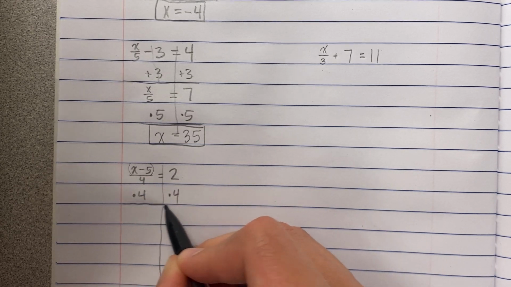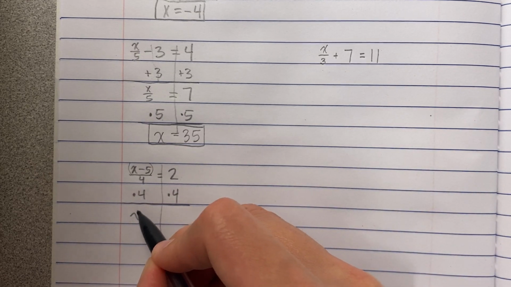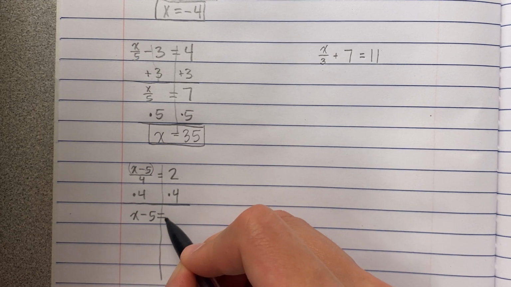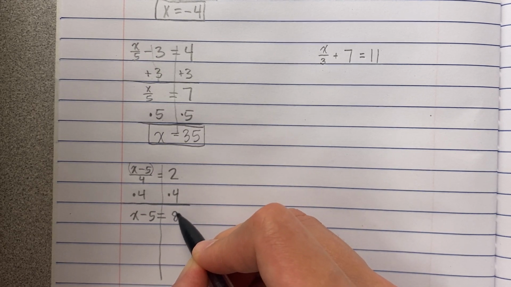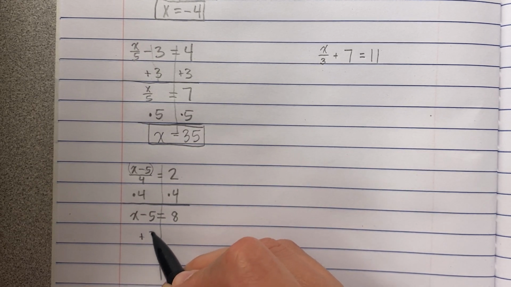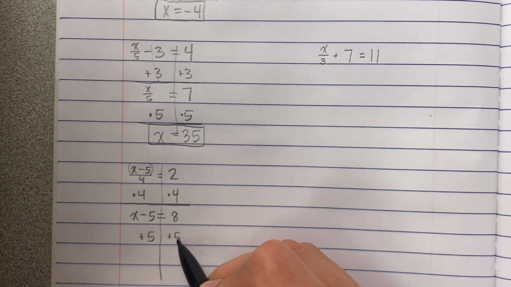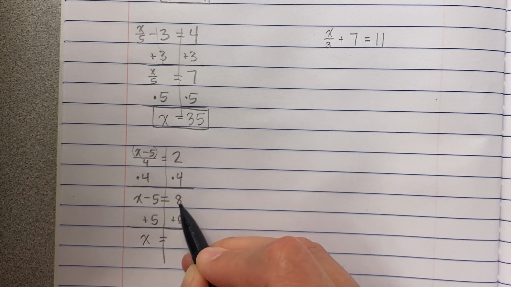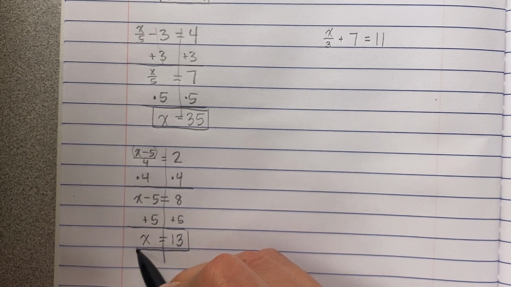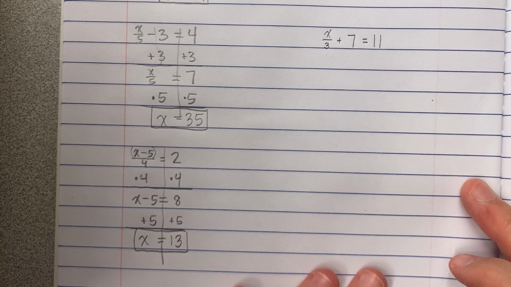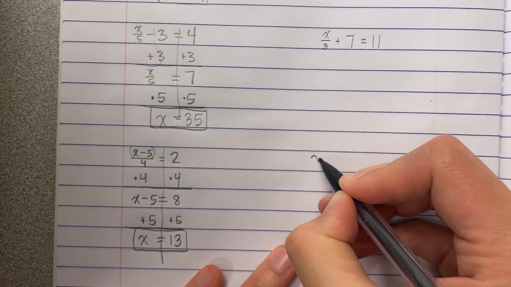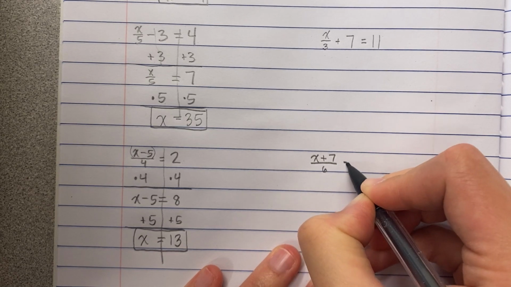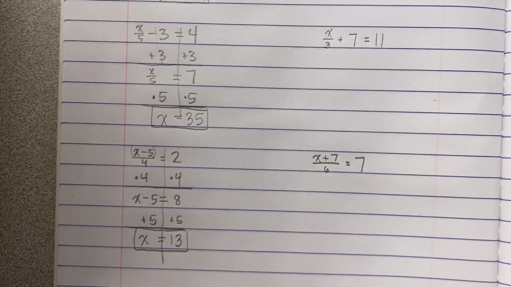Okay, again, I'm always doing my work on both sides of the equation. So what I'm left with over here is just what's on top of the fraction, which is x minus 5. And 2 times 4 is 8. And then in order to get x by itself, I need to get rid of minus 5. So I'm going to do the opposite, which is plus 5. And I get x equals 8 plus 5, which is 13. Okay. And here is your practice problem. Try them out.